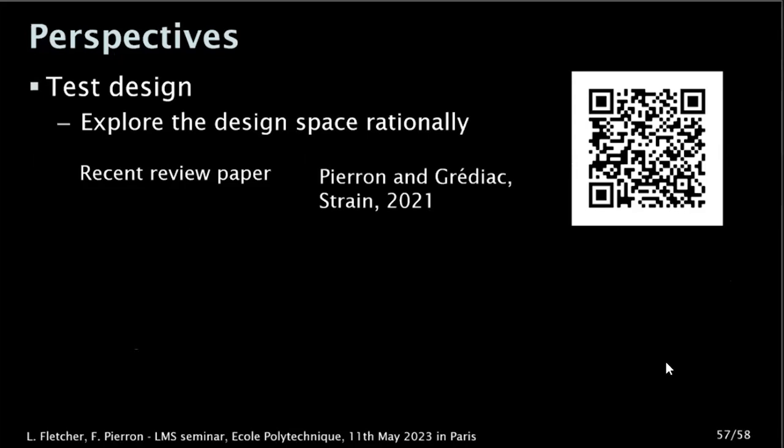So in terms of test design, one way of exploring the design space rationally is by using synthetic image deformation, like a virtual twin, plus a shape optimization algorithm, to try to obtain optimal configurations that take into account the limitations of the cameras, the temporal and the spatial limitations. So we published with Michel Grédiac a review paper in 2021 on where the state of the art is in terms of this type of test design, but there's a lot of work to be done in this field now.